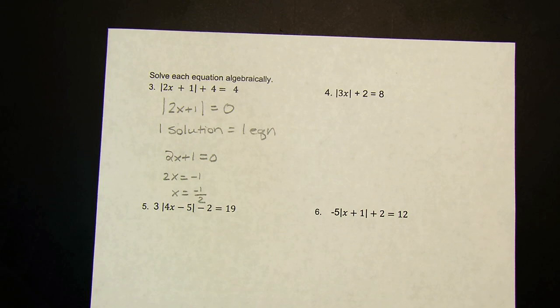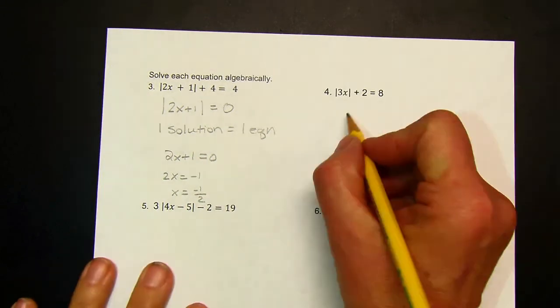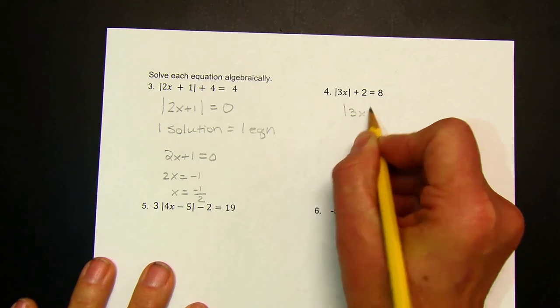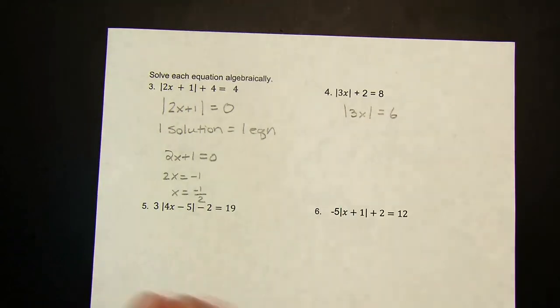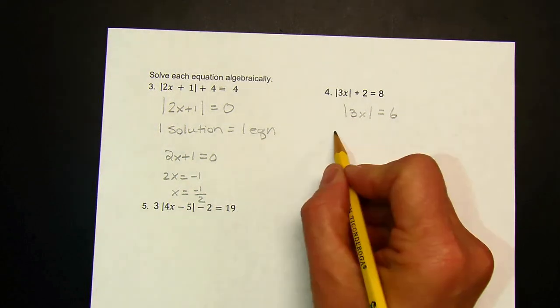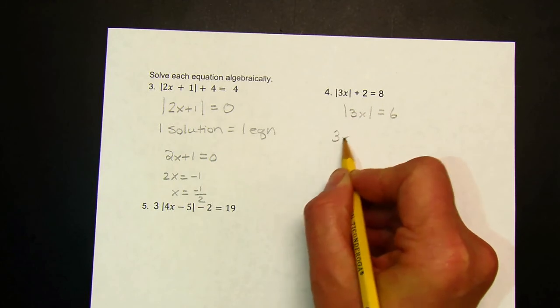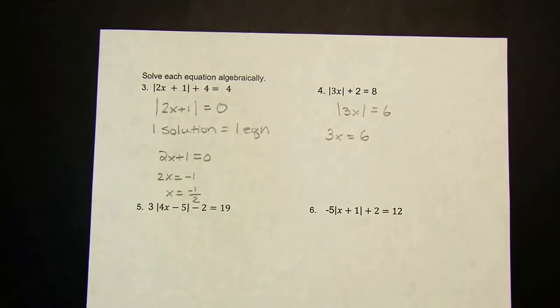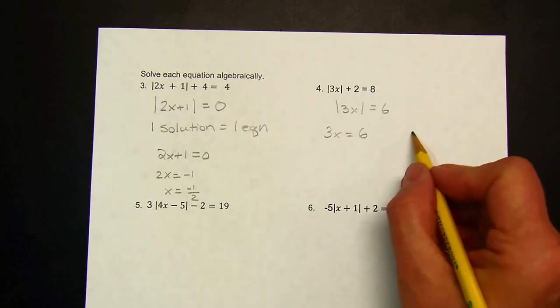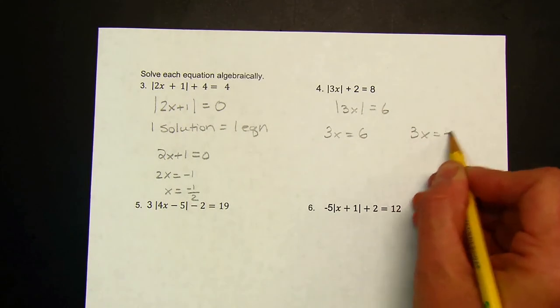First thing you did was what? Subtract 2 from both sides. The next thing you did was pause and ask yourself, how many solutions? 2. 2 solutions. So how many equations? 2. What's one of the equations? 3x equals 6. What's the other equation? 3x equals negative 6. Perfect.